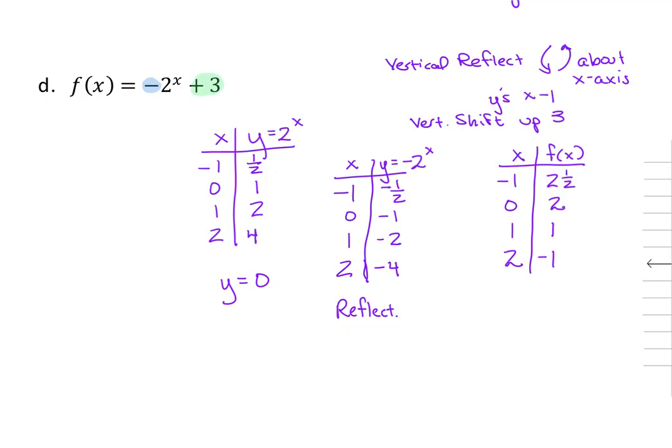Now when we reflect, our asymptote stays the same. But when we shift, it does change. And our asymptote does go up 3 as well. And so we have a horizontal asymptote of y equals 3.